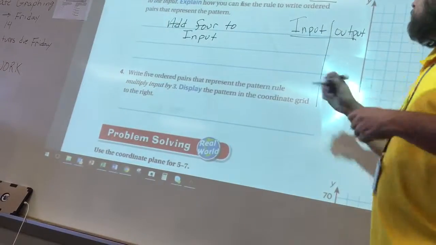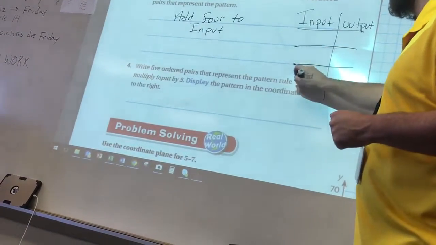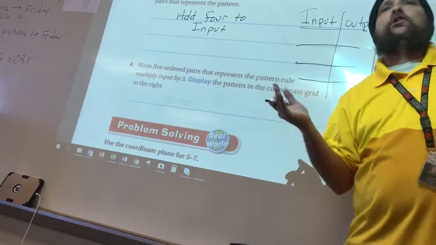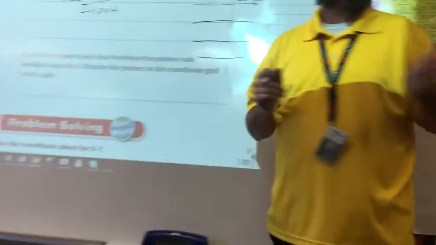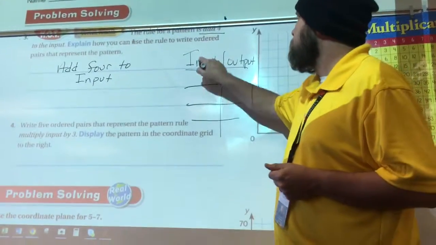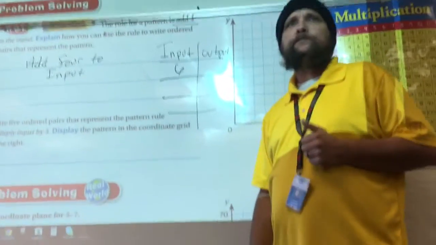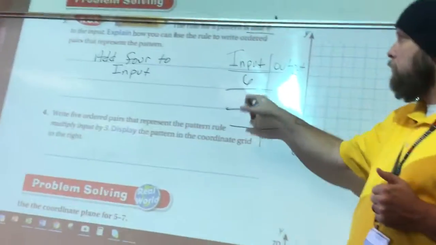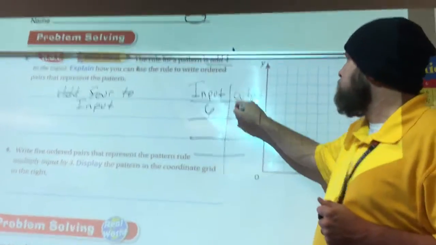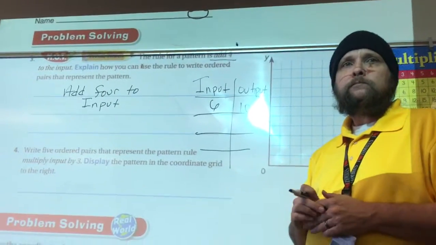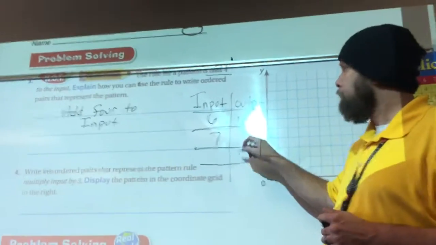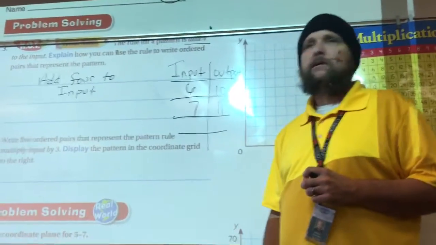You would add 4 to the input. So now we'll make 4 inputs on here. So pick any number. Pick a number. 6. And what would the output be? 10. Add 4. It says add 4. It's an additive pattern. Isaac, pick a number. 7. My output would be? 11.